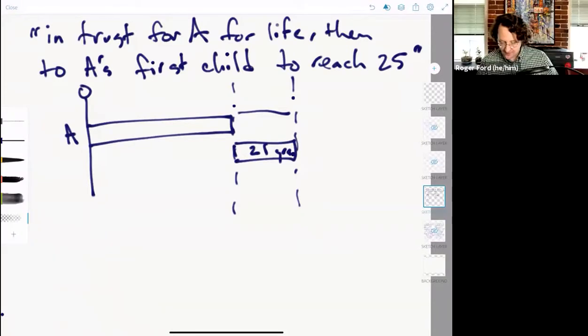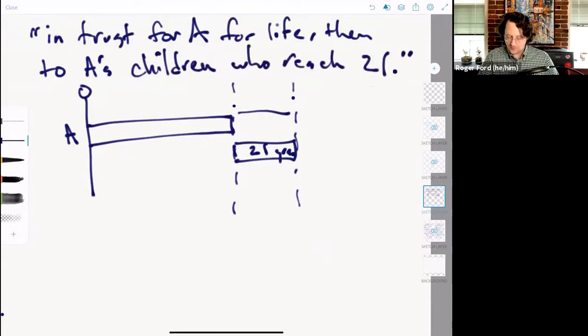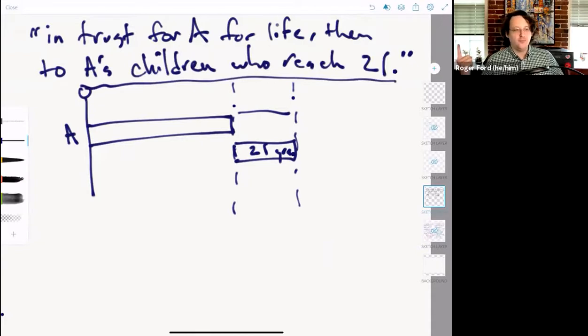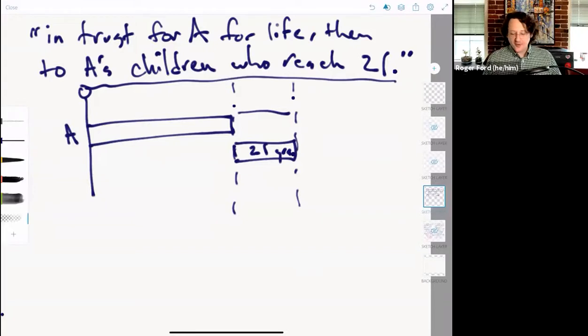So if we just said, to A's children who reach 21. So when will we know if this has vested for sure? When will all the uncertainty be gone? Mr. Goldstein. When the first child reaches the age of 21. When the first child reaches the age of 21?